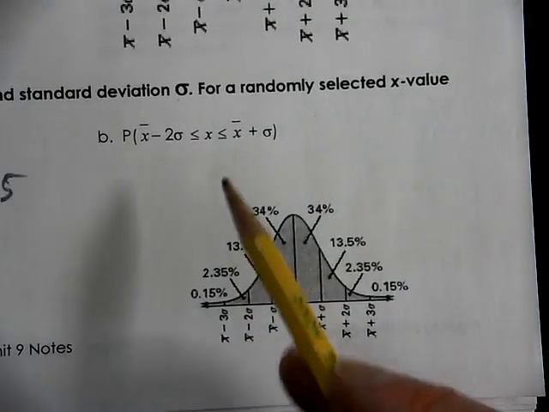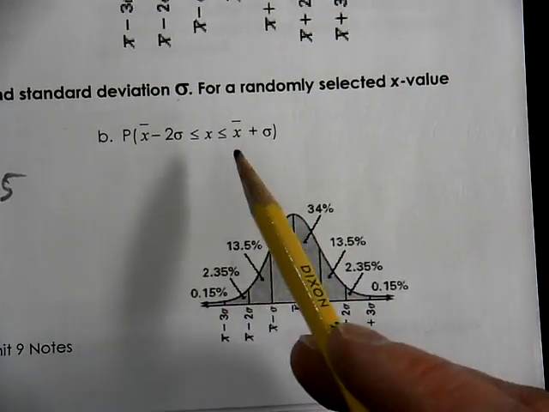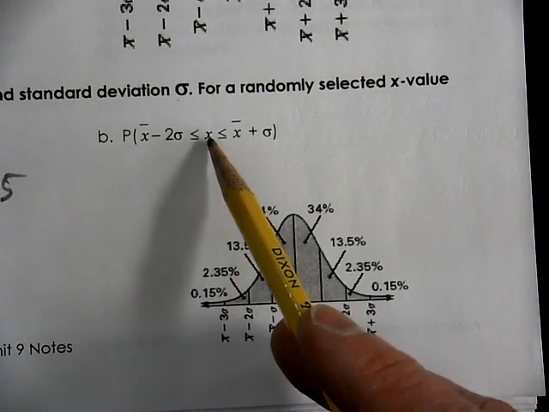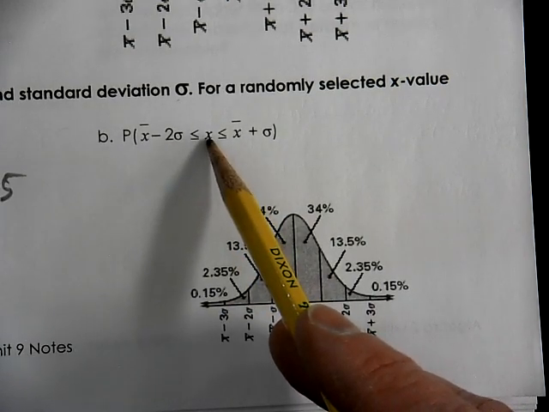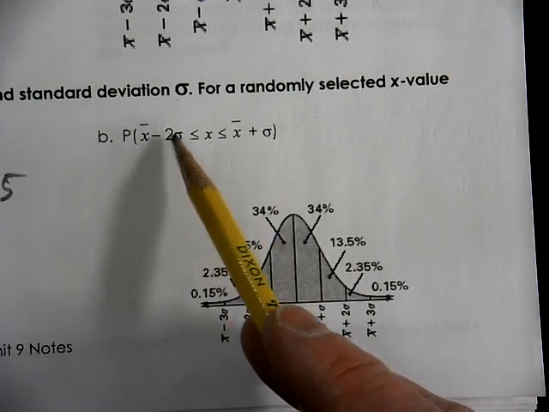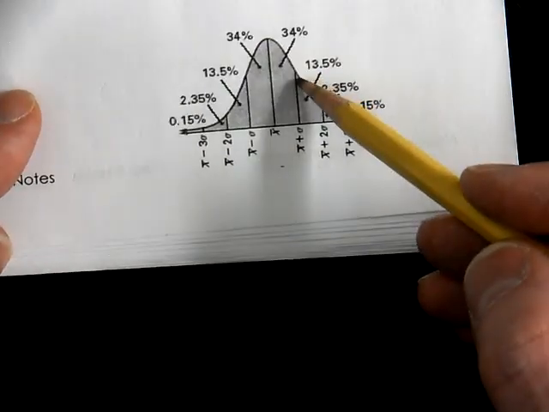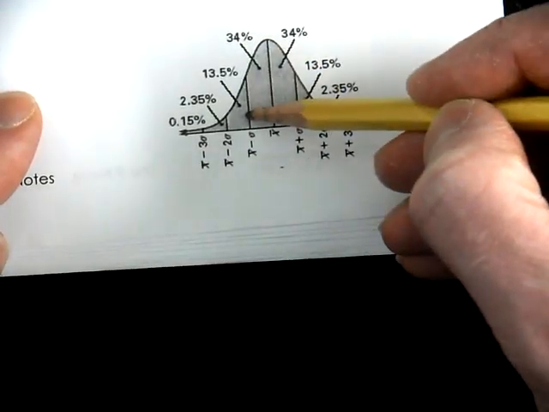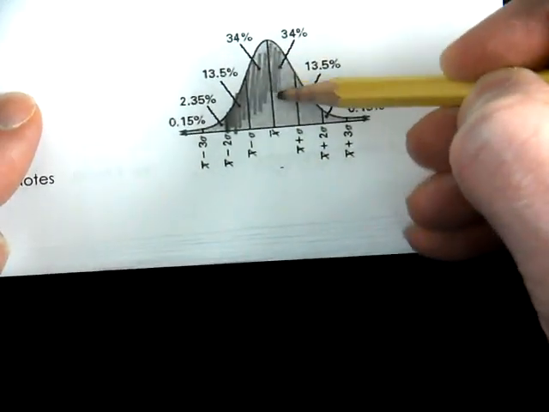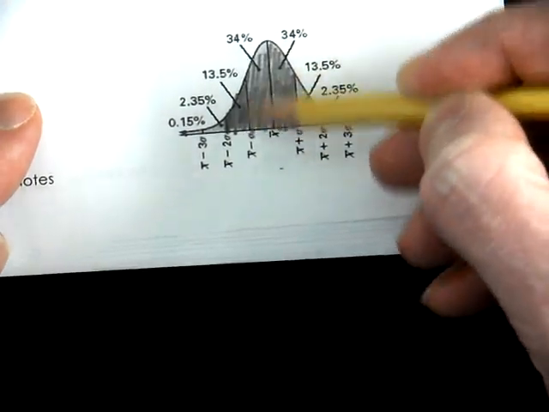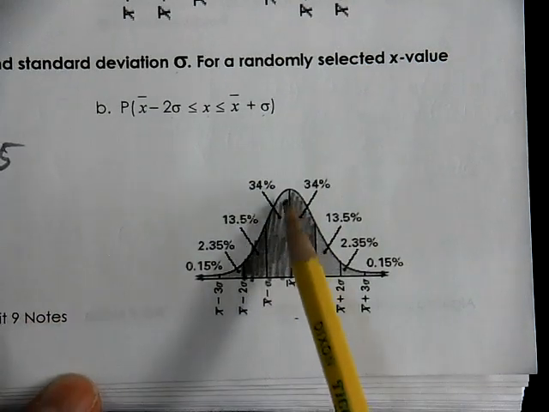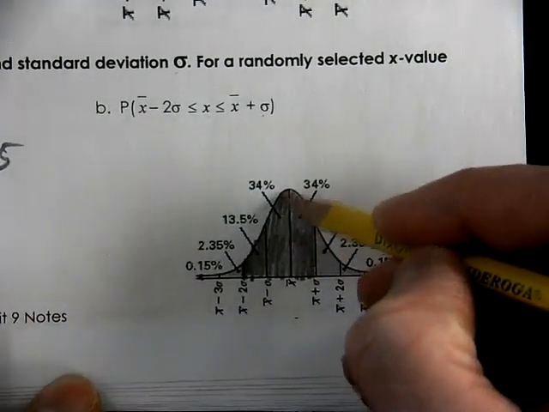Over here, try to make sense of this. What is this telling you? Can you read that? You have an x value. You want it to be greater than 2 standard deviations below the mean. So we come here. Here's 1 standard deviation below, 2 standard deviations below. We want to be greater than that all the way up to 1 standard deviation above the mean. So we'd be in this shaded region.